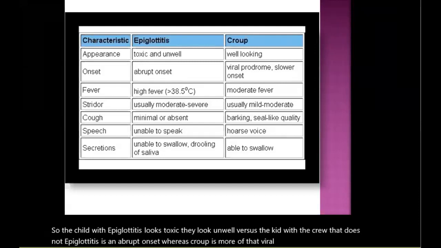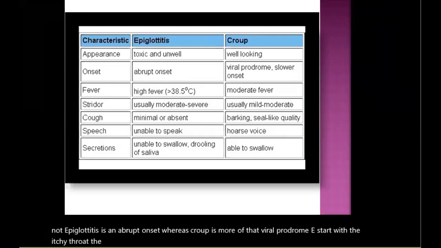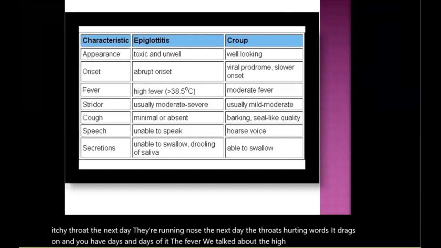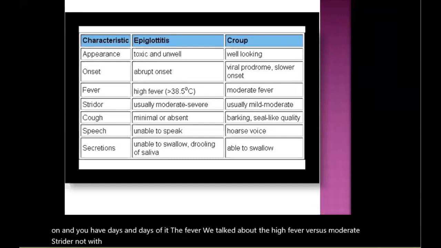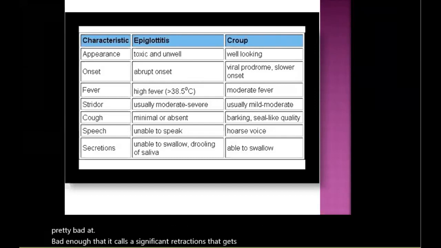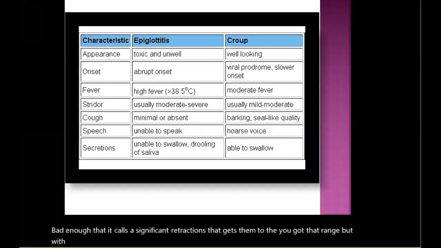You start with the itchy throat, the next day the runny nose, the next day the throat's hurting worse. It drags on and you have days and days of it. The fever, we talked about the high fever versus moderate. Stridor, now with croup, it can just be certain times a day, or it can be pretty bad. It's bad enough that it causes significant retractions that gets them to the ER. You've got that range, but with epiglottitis, it's moderate to severe. There is no mild stridor with epiglottitis.